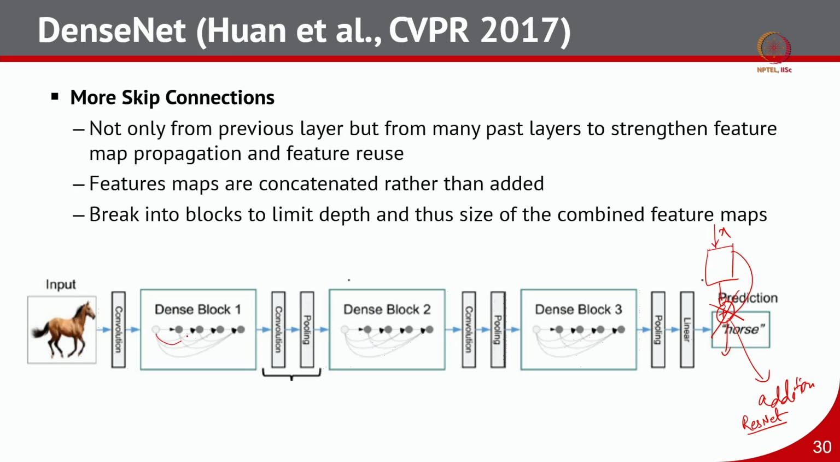So, whenever we have this dense connection, some concatenation is happening here. Now, that only happens inside one dense block. You can see this is the input image, then some convolutional layer, then we have dense block 1, and then there are multiple dense blocks. Inside each dense block, there is concatenation from all the previous layers to the next layer. Okay. So, again, why are there blocks? They have been broken into blocks to limit the depth and thus the size of the combined feature maps, right.